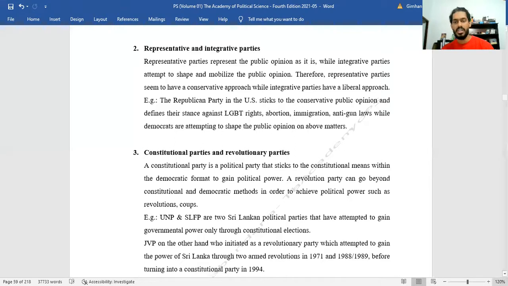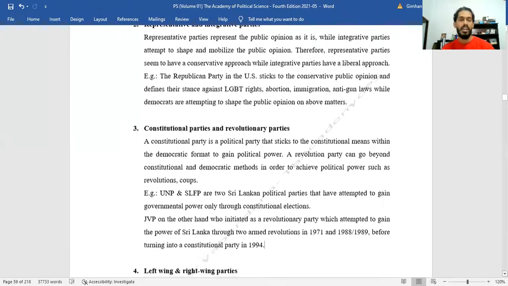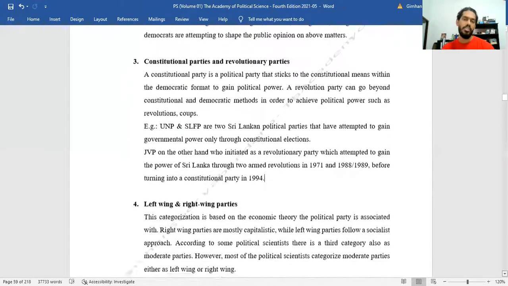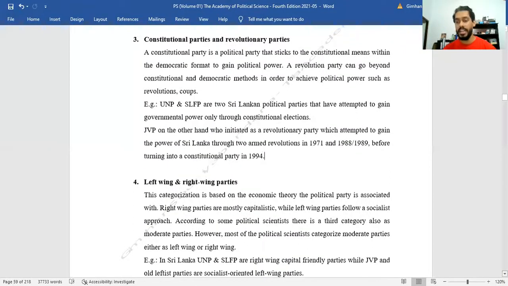What are constitutional and revolutionary parties? What is the difference? Constitutional means... what is the main purpose of a political party? What's number one for a political party? Number one thing, pursuing political power, right? So there are two ways you can do this. Either you can do it the democratic way, or you can do it the non-democratic way, right?